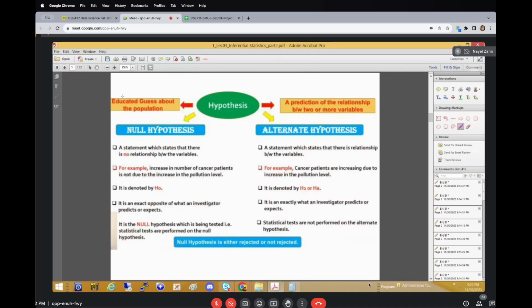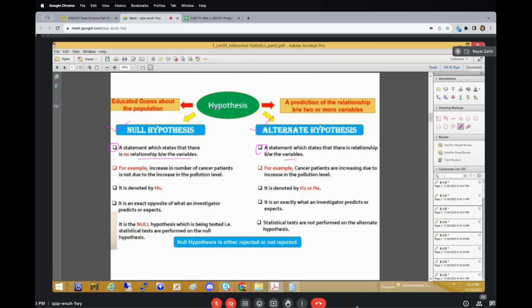Okay, now for hypothesis testing, I think we have already discussed this thing. Usually, a hypothesis is our educated guess, and then after testing, we can predict the relationship between one or more variables. For the null hypothesis and the alternate hypothesis, the differences are stated here. The null hypothesis is a statement which states that there is no relationship between variables. Usually, no relationship. Okay, so the common fact is no relationship. In the alternate hypothesis, a statement states that there is a relationship between variables.